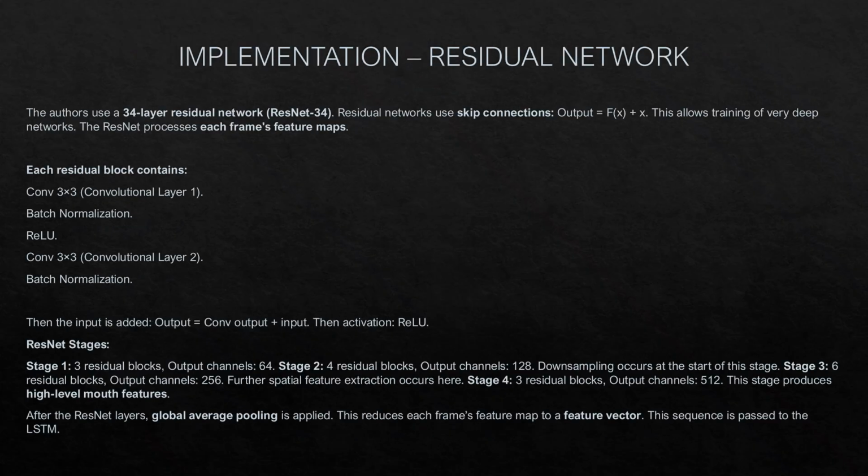The third step is the residual network. The authors use a 34-layer residual network which uses skip connections. This allows training of very deep networks. This stage produces high-level mouth features. After the ResNet layers, global average pooling is applied, which reduces each frame's feature map to a feature vector.